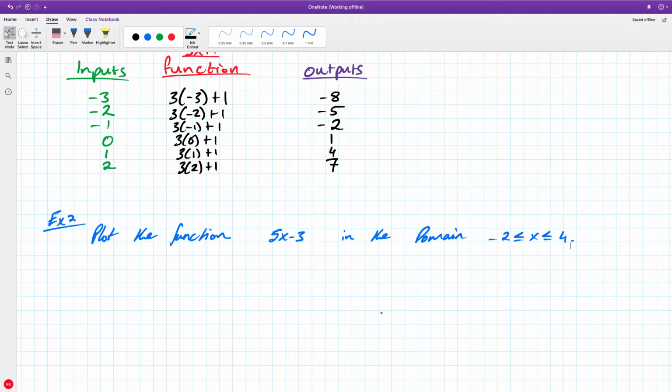Rough sketch of our graph, we know it's up as far as 17, down as far as minus 13, over as far as 4, and over here as far as minus 2.